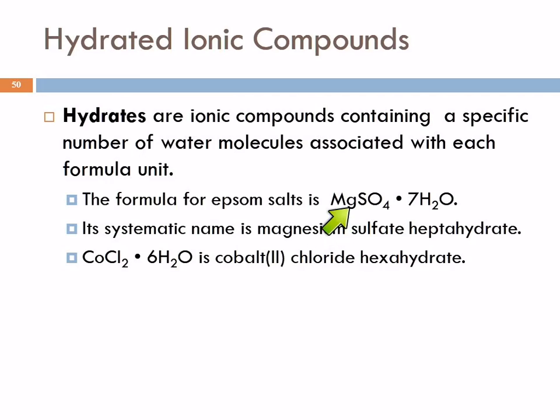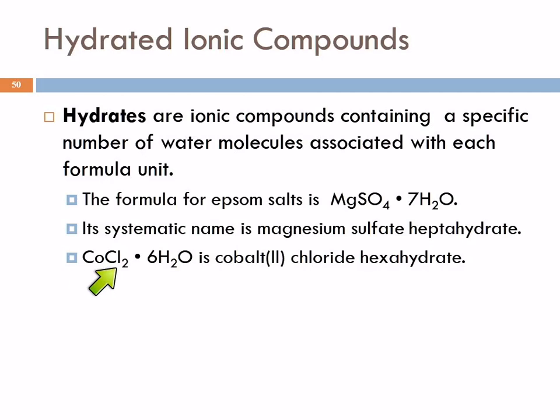So we name this by naming the ionic compound first, and then this dot with the number and waters, we use a prefix to indicate the number, and then the word hydrate to specify the water. So this would be magnesium sulfate heptahydrate. Hepta is the prefix that means 7. This dot just means that these are associated with each other, they're part of the same compound. It does not mean that we're multiplying anything. That's what the dot means in math. That's not what it means in chemistry.